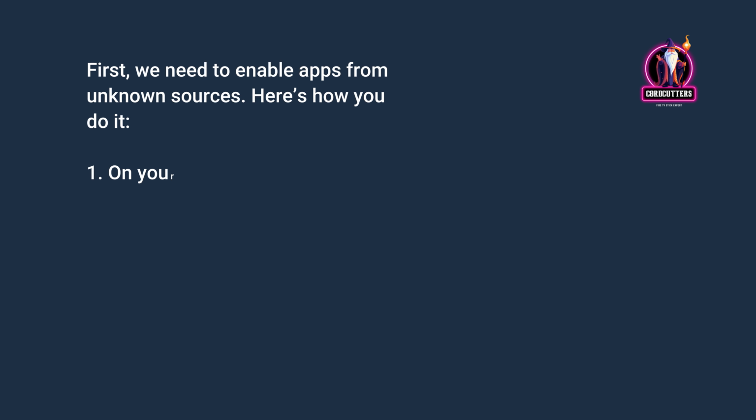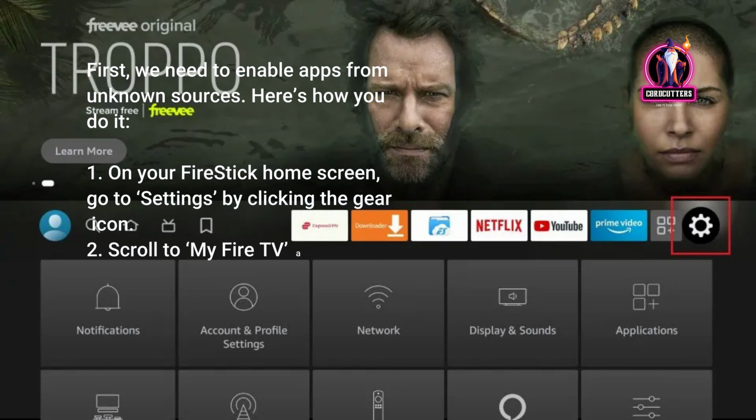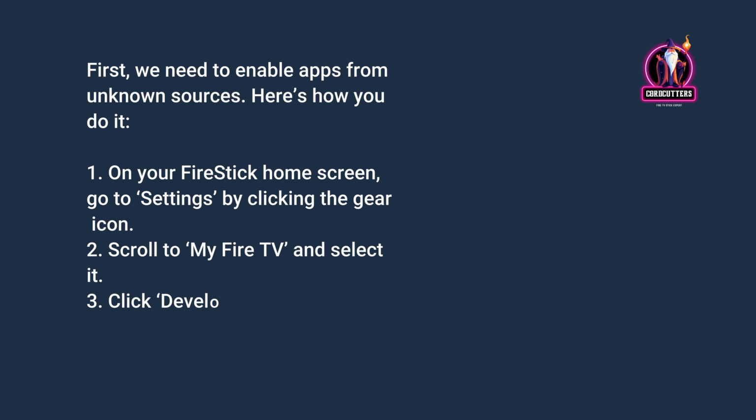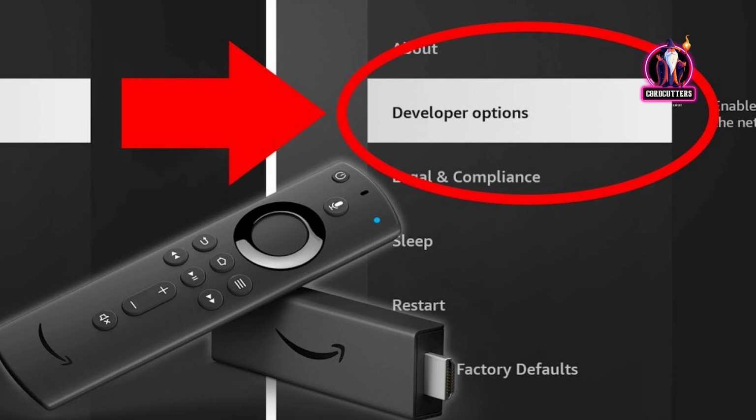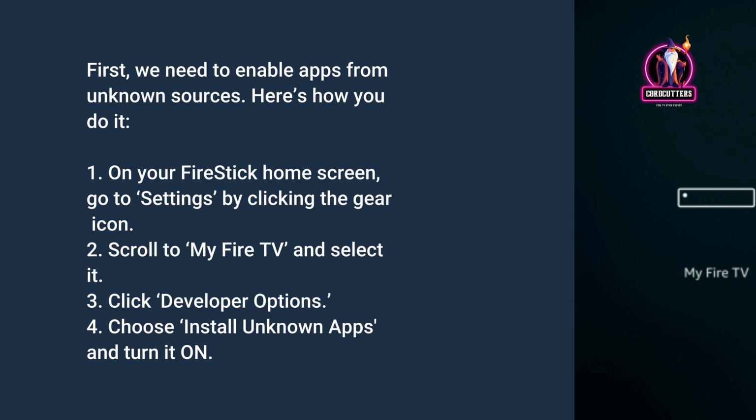First, we need to enable apps from unknown sources. Here's how you do it. 1. On your FireStick home screen, go to Settings by clicking the gear icon. 2. Scroll to My Fire TV and select it. 3. Click Developer Options. Choose Install Unknown Apps and turn it on.